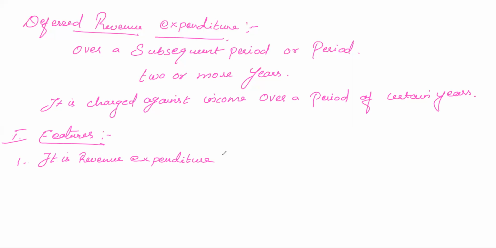Revenue expenditure. The benefit of which is to be derived over a subsequent period or periods. So we have already seen this, over a subsequent period or periods. Then the second one, it is not fully written off in the year of actual expenditure.